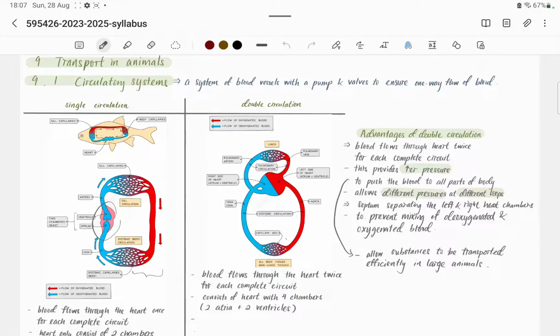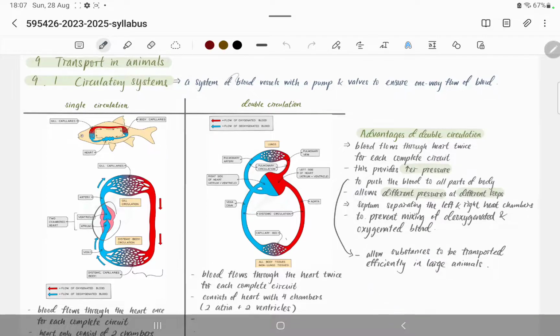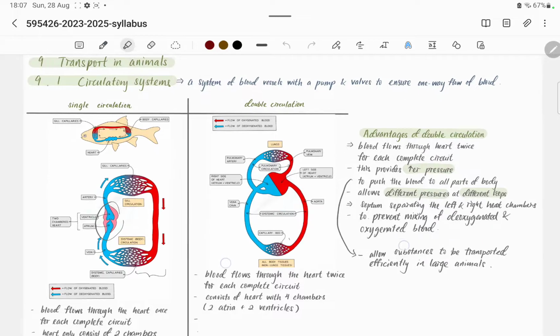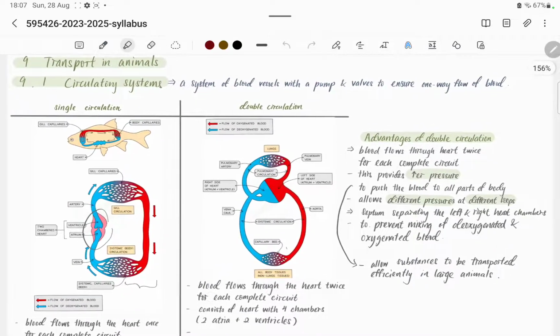So you need to know how to define it. It is a system of blood vessels with a pump. The pump is the heart, and valves to ensure one-way flow of blood. Okay. So the heart is used to pump blood, and then the blood vessels transport the blood throughout the body, and then the valve makes sure the blood is flowing in one way. Okay.